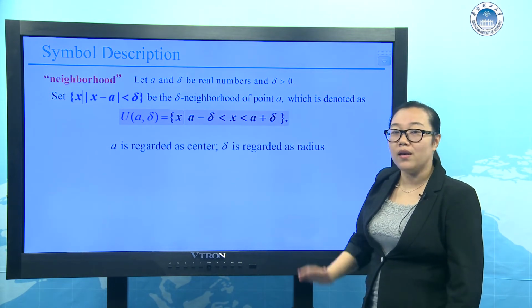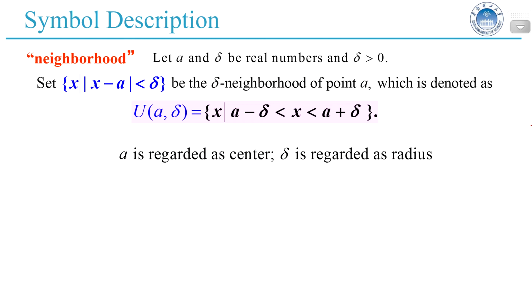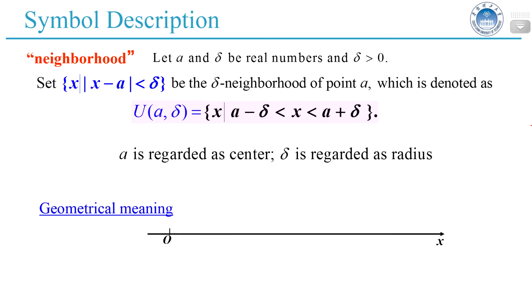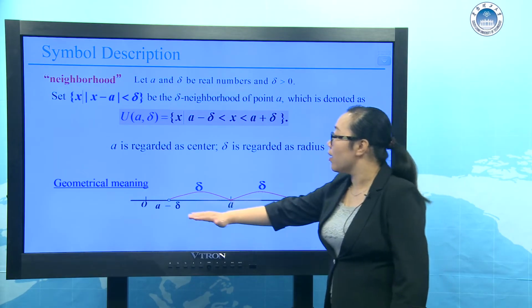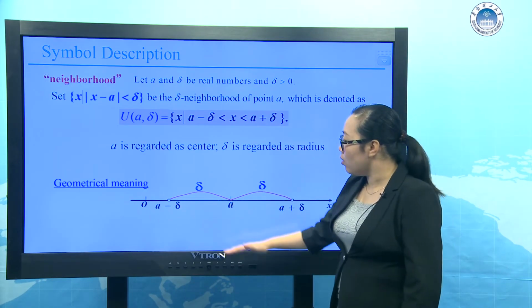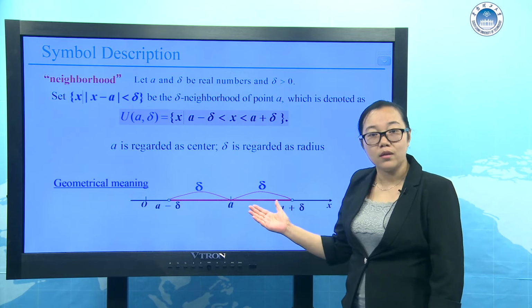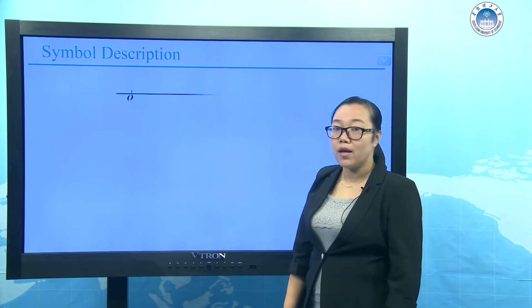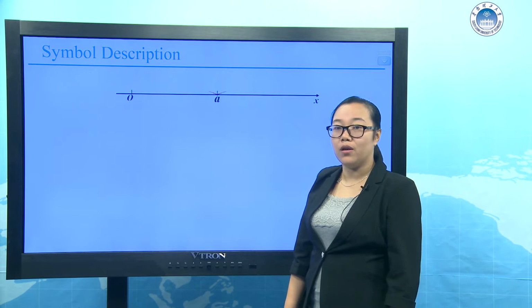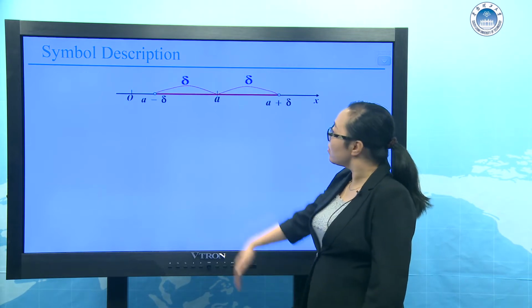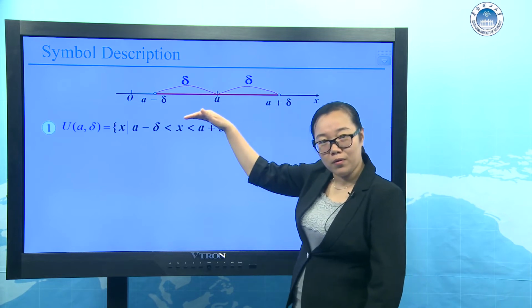This means A is regarded as the center, and delta is regarded as the radius. Look at the following geometrical meaning. Now look at the center point and then the radius delta. The right point A plus delta, the left point A minus delta, all the points lie in the open interval. Try to understand the geometrical meaning. Now look at the figure. The center point is A, the radius is delta. All the points lie in the open interval.